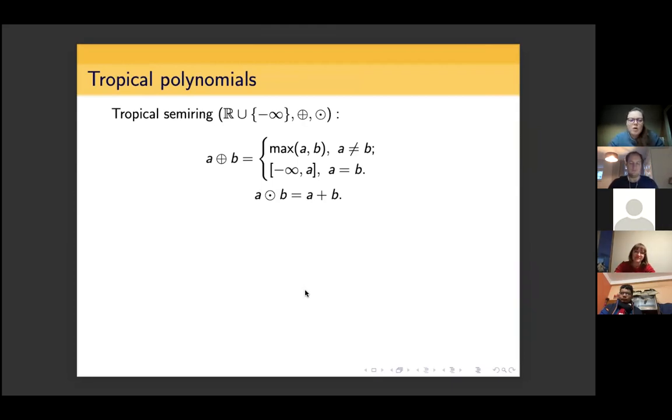So we would work over tropical numbers. This is the tropical semi-ring, real numbers with minus infinity added, and two operations, tropical addition and tropical multiplication, with tropical multiplication being just usual addition, and tropical addition being very weird. With a pair of distinct numbers, it would associate their maximum. If those numbers are the same, then the answer would be an entire interval from minus infinity to this number.